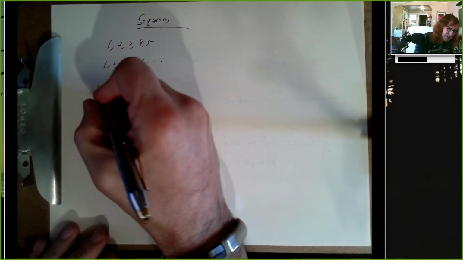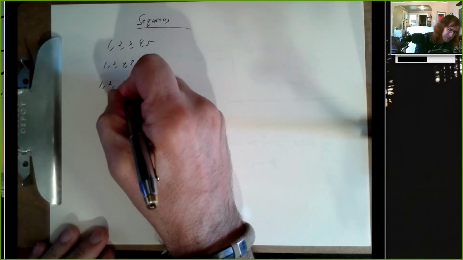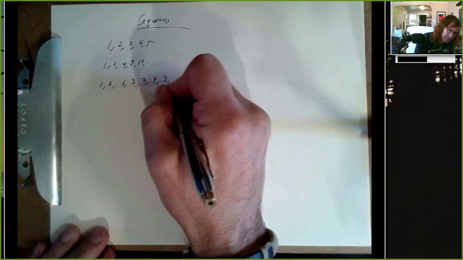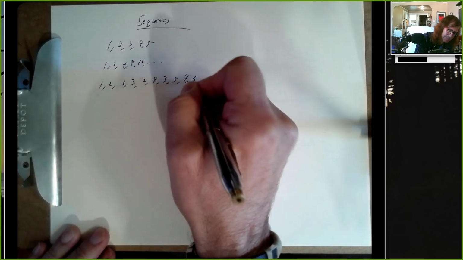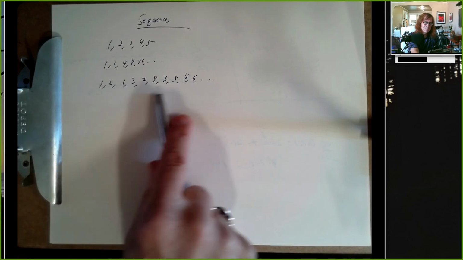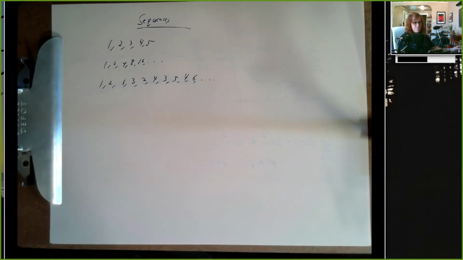So here's another sequence. That's an infinite sequence. Some numbers occur more than once. The number 3 appears twice. It's still a sequence.